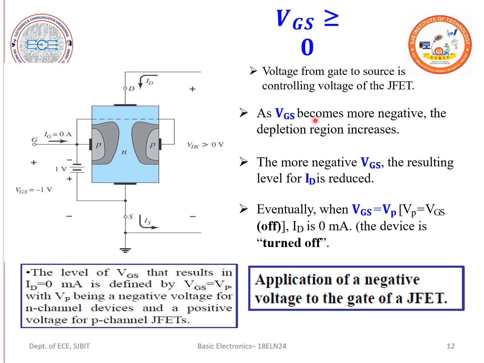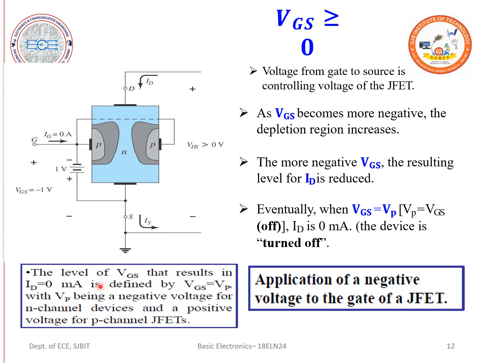Now, let us go for the other condition where my VGS is less than or equal to 0. Here, the voltage from gate to source is the controlling voltage of the JFET. As VGS becomes more negative, the depletion region increases. The more negative VGS, the more the resulting level of ID is reduced. Eventually, when VGS is equal to VP, ID is 0 milliampere and it is turned off. This is the application of a negative voltage to the gate of a JFET.